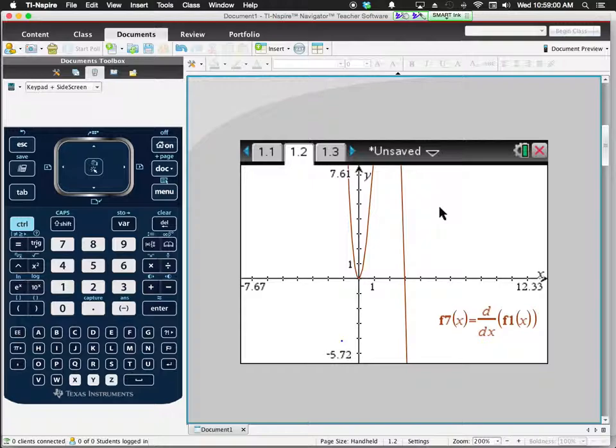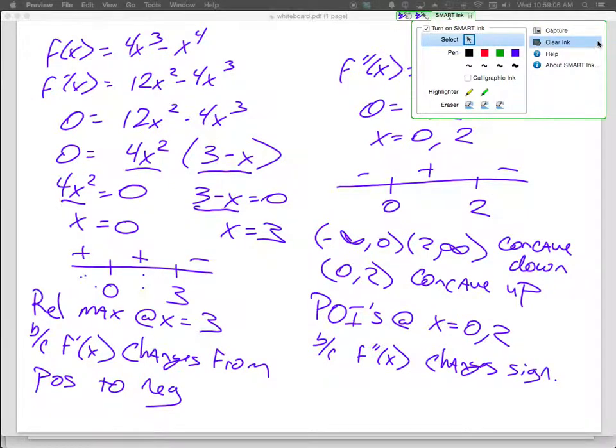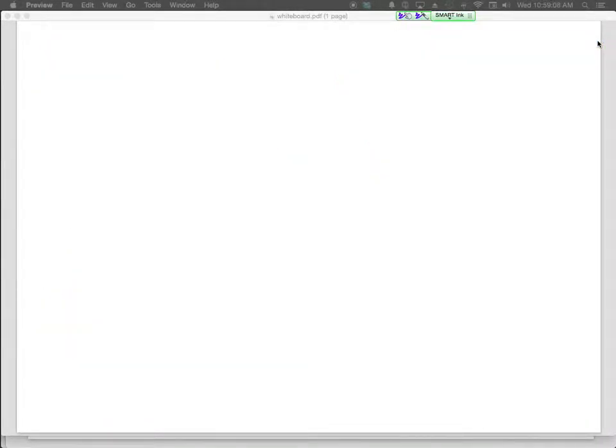Is there ever going to be a convex? No. We just deal with concavity. All right, for these next two problems, the second derivative is nasty, so we're not going to worry about the second derivative. We're just going to worry about the critical points and relative extrema.